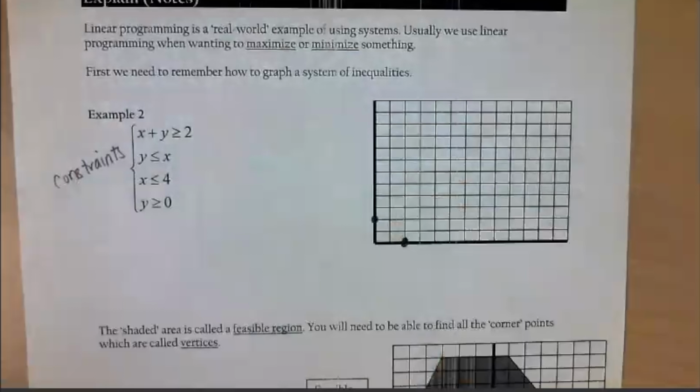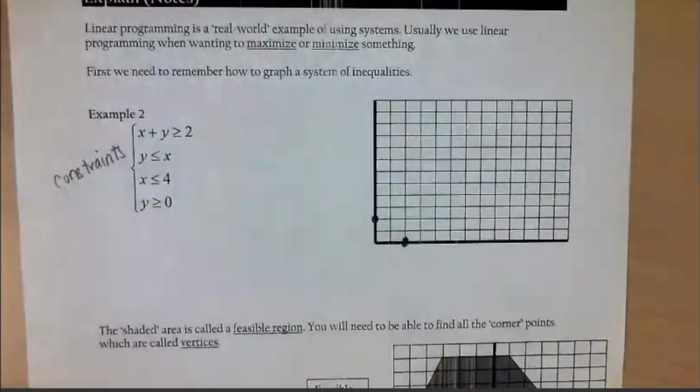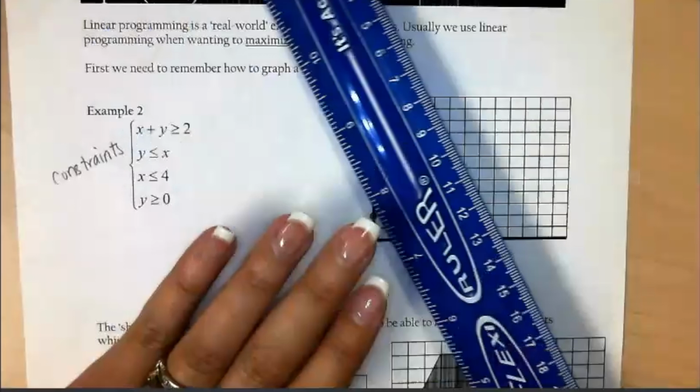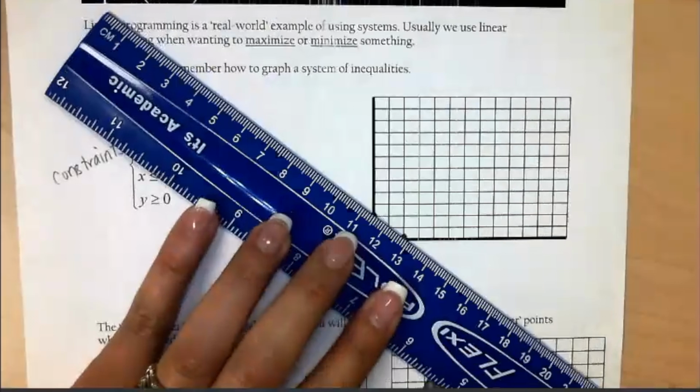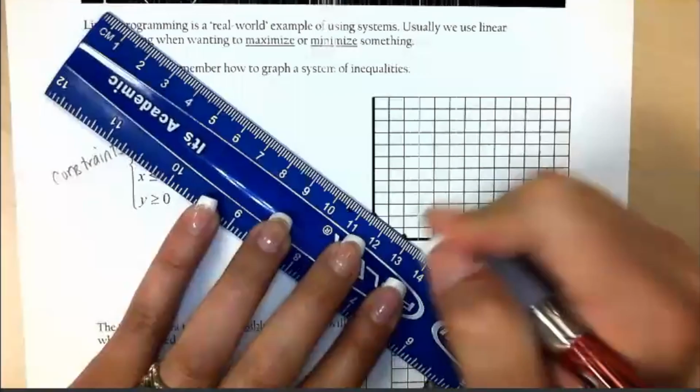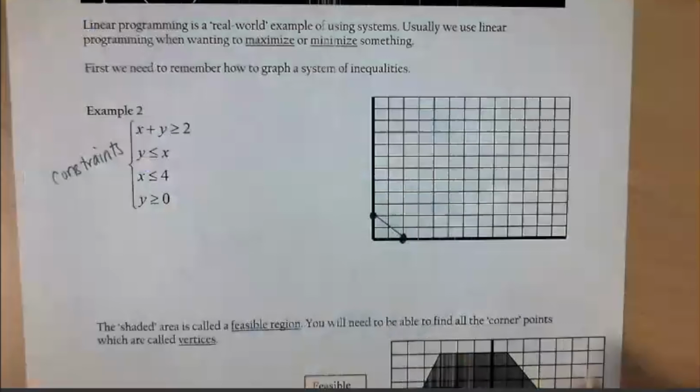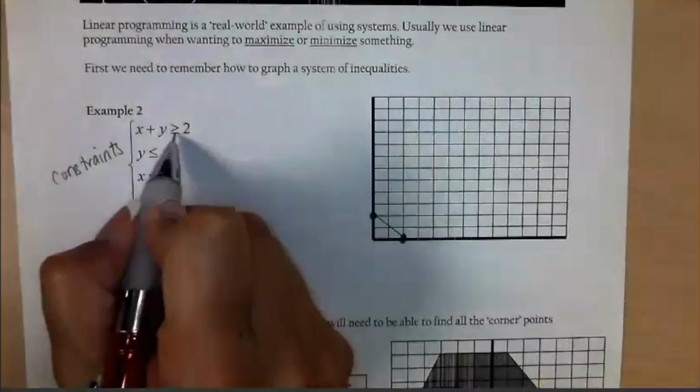With 2 points, I can go ahead and draw my line. This is going to be a solid line since there's an equal sign there. It is solid because of this equal sign. If there was no equal sign there, it would be a dashed line.